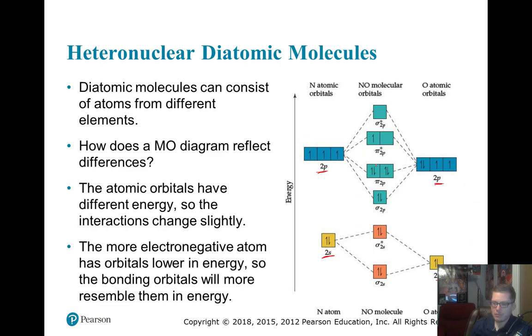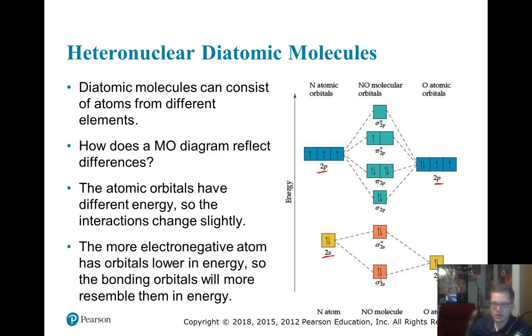Other than that, the ordering of our molecular orbitals is exactly the same. So you've got sigma 2s, sigma star 2s, sigma 2p, pi 2p, pi star 2p, sigma star 2p. This is just how it's set up. You fill it in bottom to top, and you can find bond order, all the same stuff.